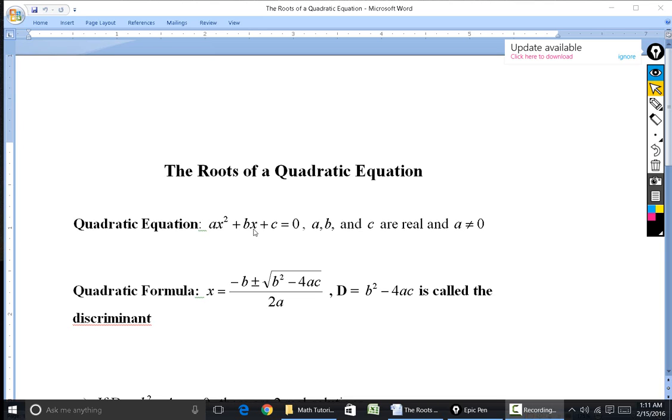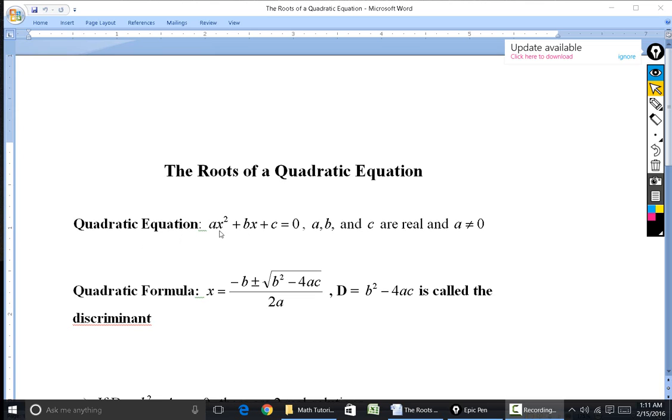Now, quadratic equations can be solved by factoring. They can be solved by a method of completing the square. And of course, they can be solved using the quadratic formula, which is what I have right here. Obviously, you can also use several methods to solve it on a graphing calculator. Now let's look at the quadratic formula to begin with.